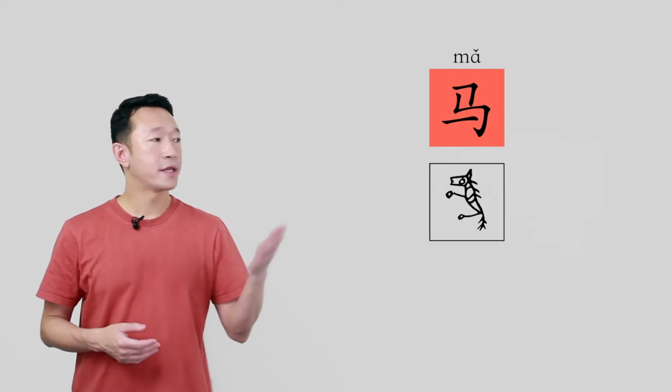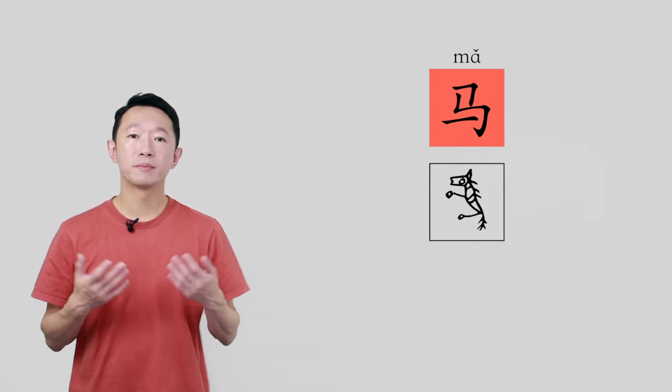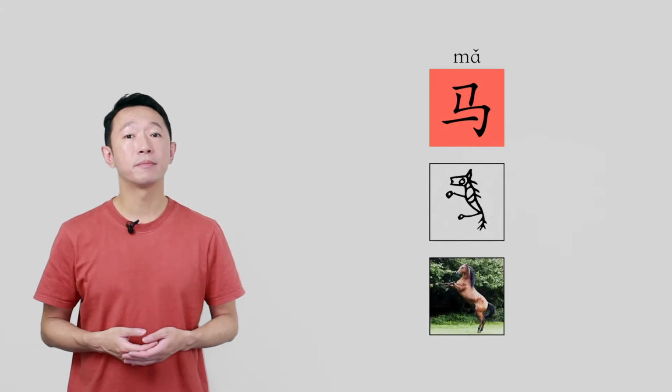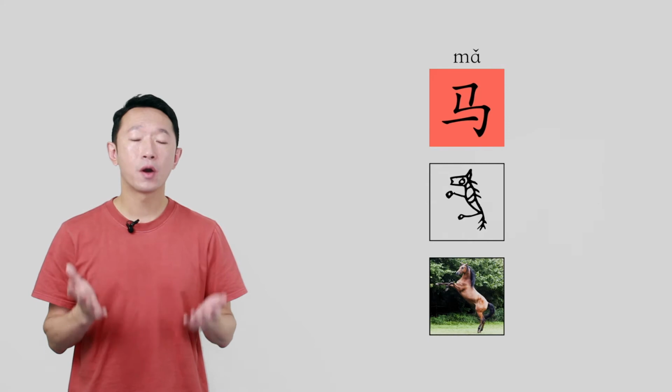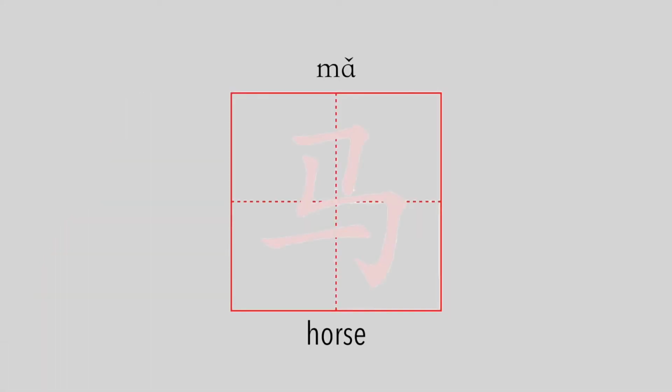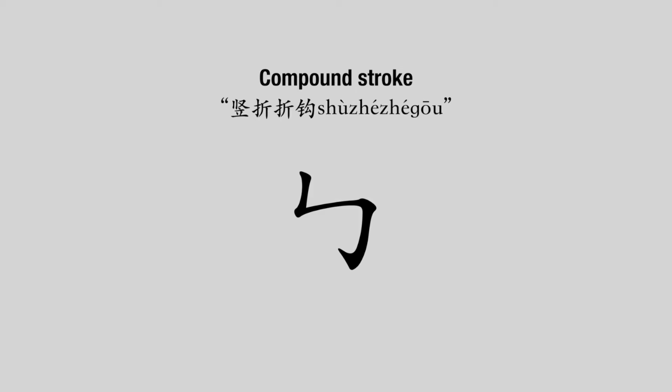This character is 马. The ancient form of 马 was made by outlining the rough shape of a horse. So 马 means horse. 马 is written with 3 strokes. 横折, 竖折折钩, 横. 竖折折钩 is a new compound stroke and needs to be written in 1 stroke.